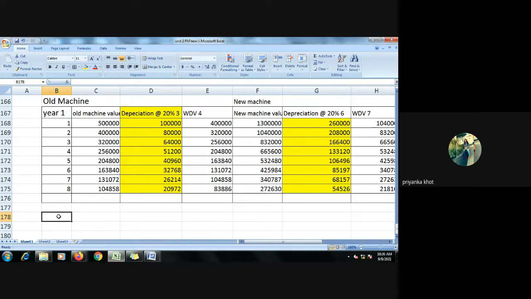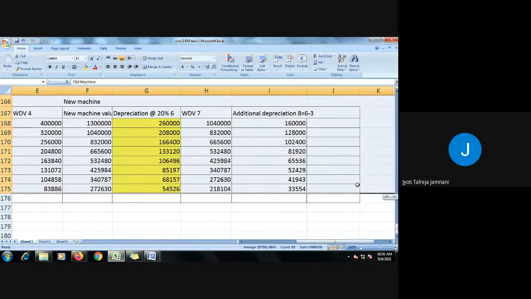No, in that case it doesn't happen like that, because the old machine value will be 5 lakh and the new machine value is 13 lakh. So depreciation will be less for the old machine because it is already used, so its value is less. New value is more, so depreciation also will be more. Okay, so this is our second working note. Now I'll just copy this in the Word document.